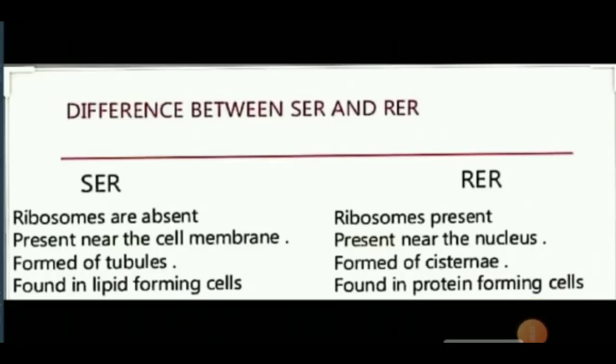Here is the difference between SER, smooth endoplasmic reticulum, and RER, rough endoplasmic reticulum. Ribosomes are absent in SER but are present in RER. Smooth endoplasmic reticulum is present near the cell membrane, whereas the rough endoplasmic reticulum is present near the nucleus. SER is formed of tubules while RER is formed of cisternae. SER is found in lipid-forming cells, whereas RER is found in protein-forming cells.